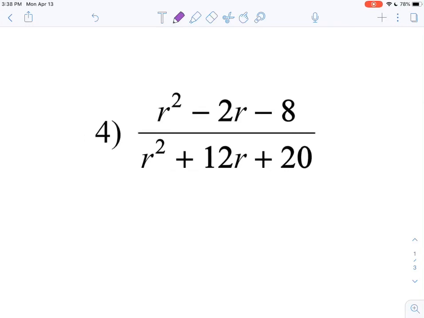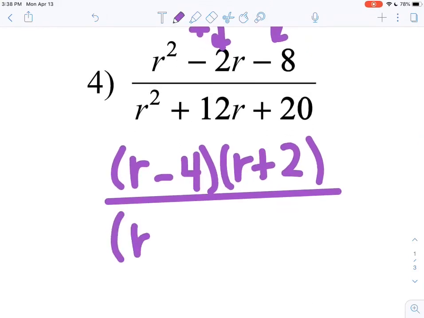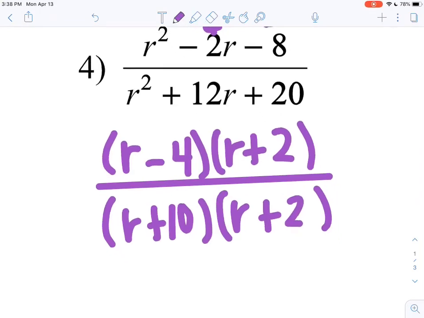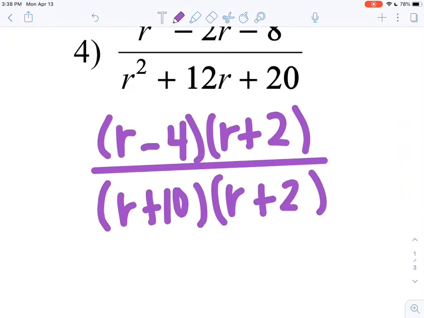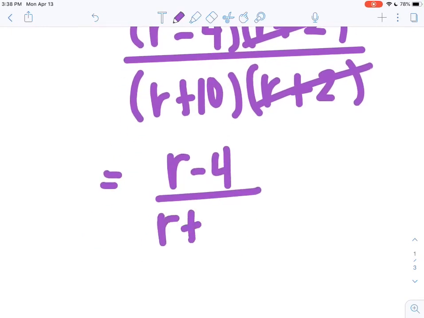Okay, number 4. So I got to factor the numerator. So it's got to multiply to be negative 8, add to be negative 2. So that's negative 4 and positive 2. And then in the denominator, it's got to multiply to be positive 20, but add to be 12. That's 10 and 2. Okay, notice I have two binomials that match exactly. So those can cross out, especially because one's in the numerator, one's in the denominator. So then I'm going to write what I have left, r minus 4 over r plus 10.